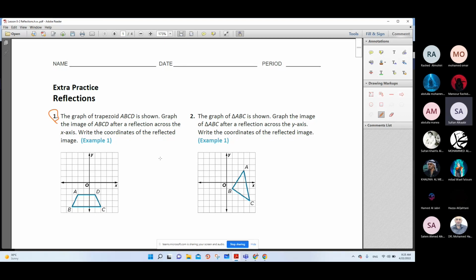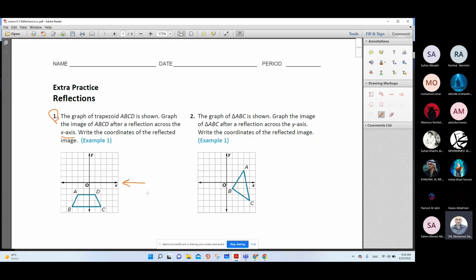The graph of the trapezoid ABCD is shown. Graph the image of ABCD after a reflection across the x-axis. Write the coordinates of the reflected image. Okay. So as you see here, we have the pre-image, and the x-axis is the line of the reflection.